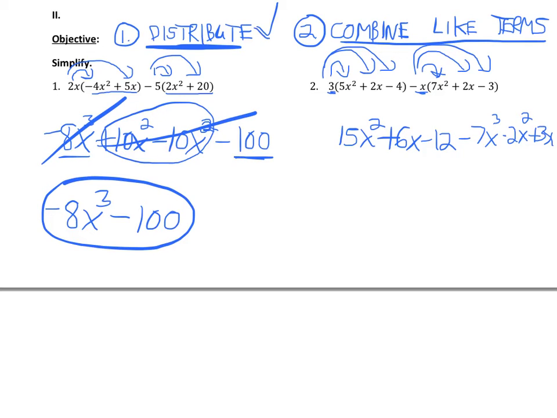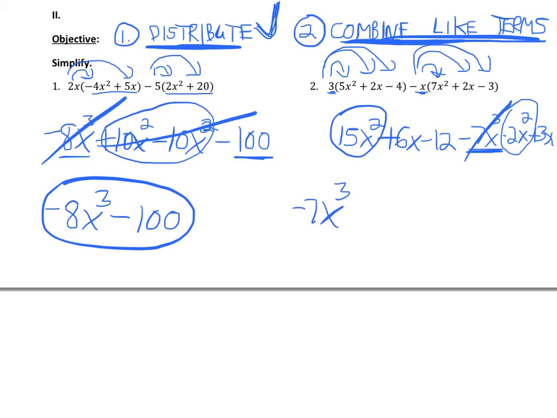Alright, so again, I did this, little check mark, I distributed. Now let's combine our like terms. Let's look at the biggest exponent. The biggest exponent we have here is 3. Negative 7x cubed, just like number 1, there's no other x cubes, so I write that out first. So I'm done with that. Let's look at all the x squareds. I have 15x squared, and I have negative 2x squared. Don't forget the negative before it. So 15 minus 2 is positive 13, so I have positive 13x squared.